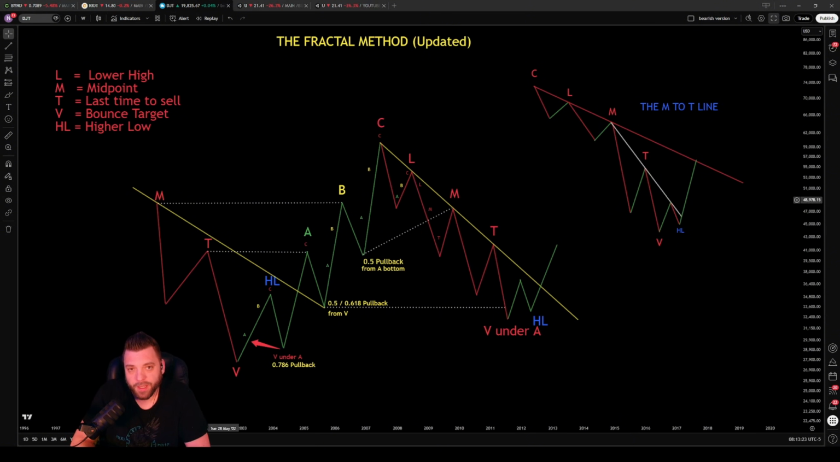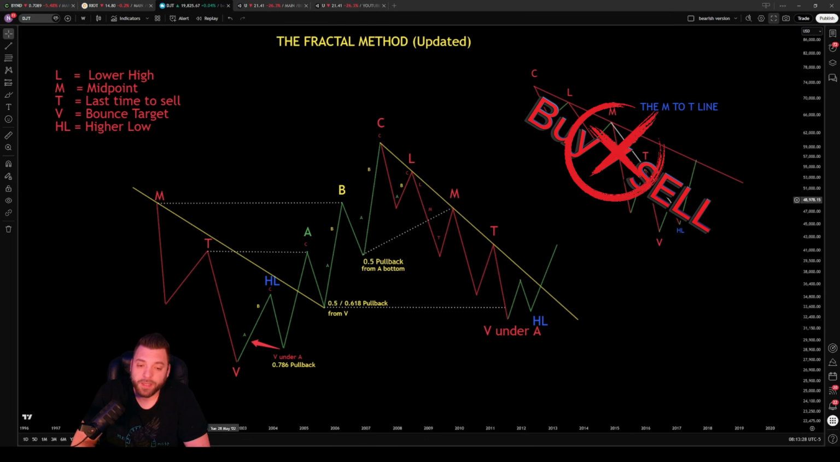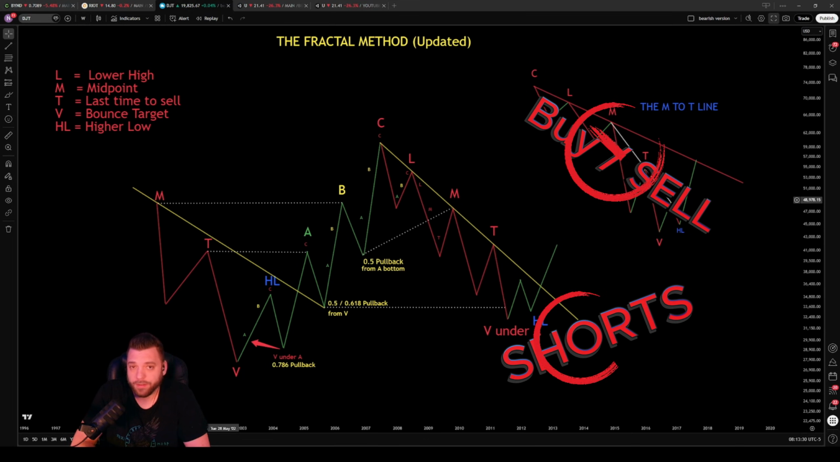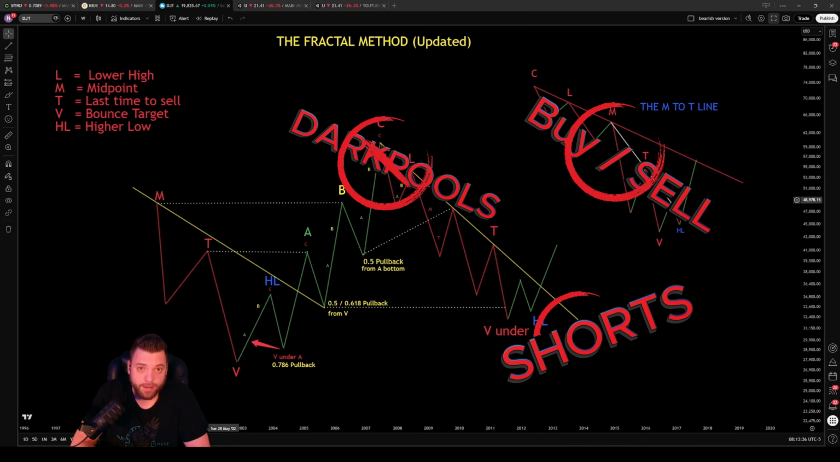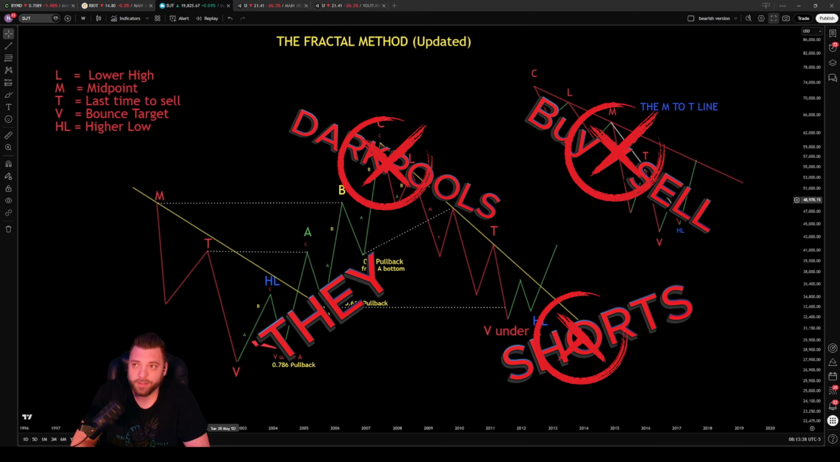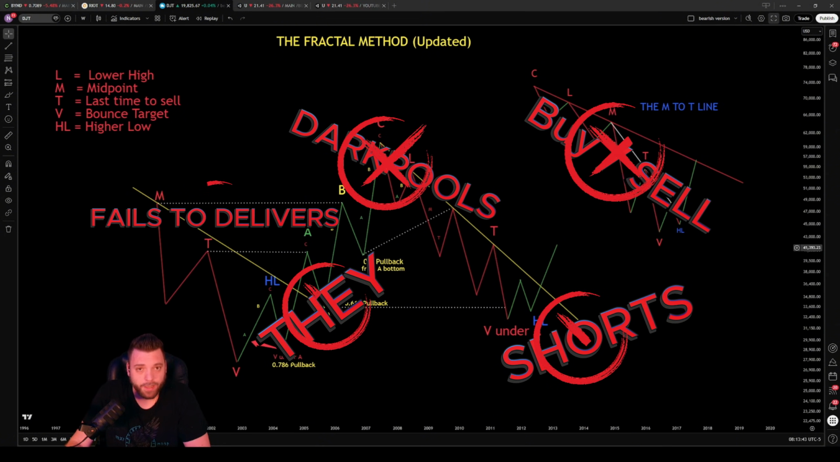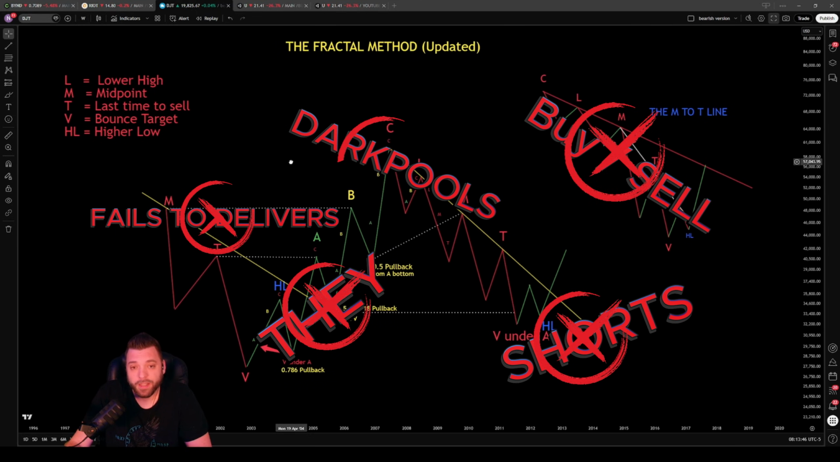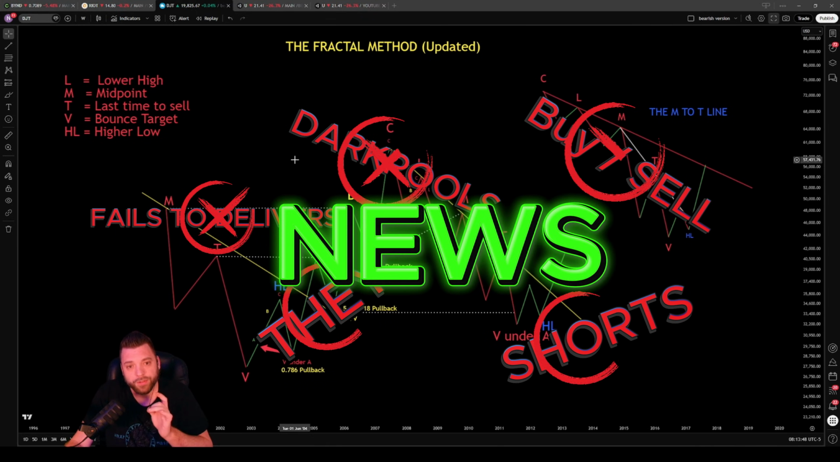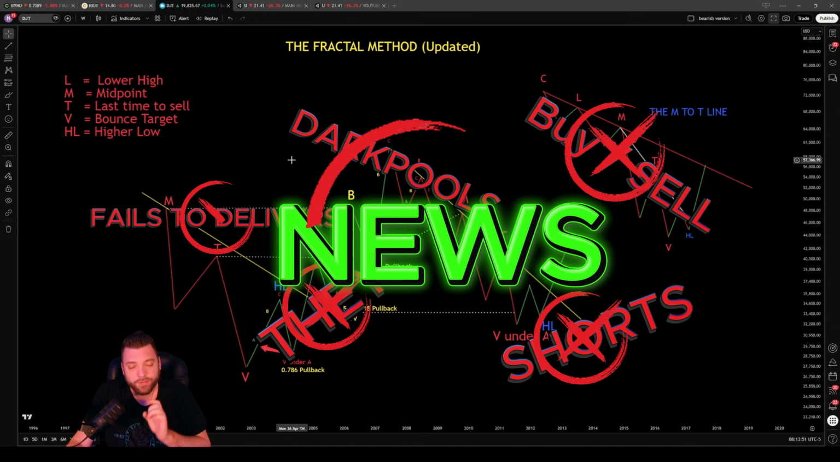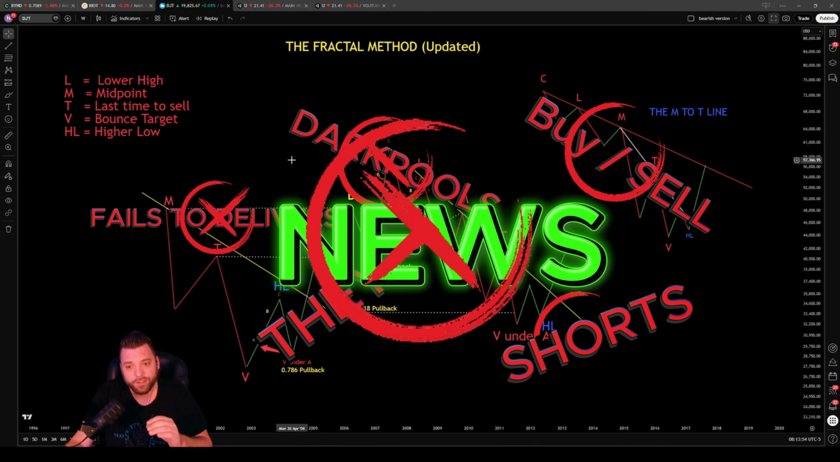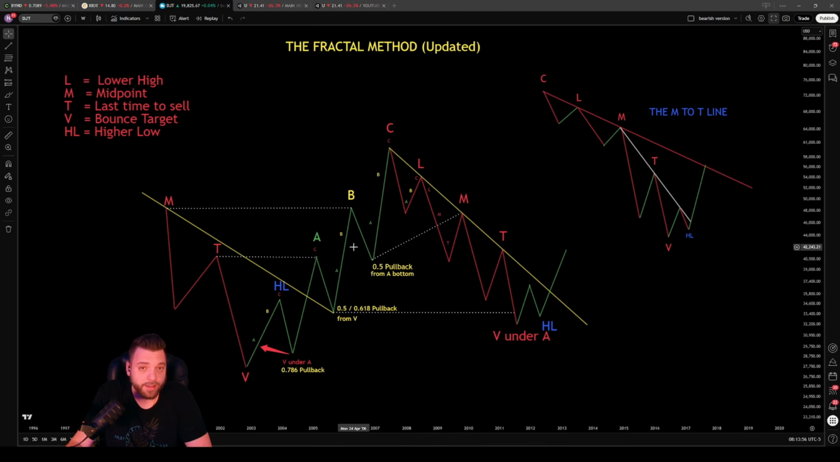For this method, it doesn't matter who is buying or selling. Shorts don't matter at all. Dark pools don't matter at all. Banks and hedge funds don't matter at all. Fails to deliver don't matter at all. And the most important part, news. News doesn't matter at all. I would even say that the news is just a try to explain the move, not the other way around.